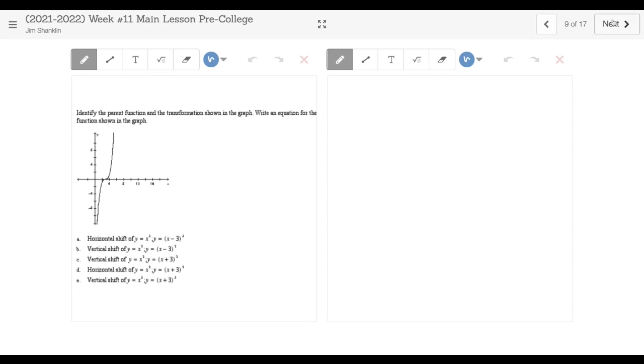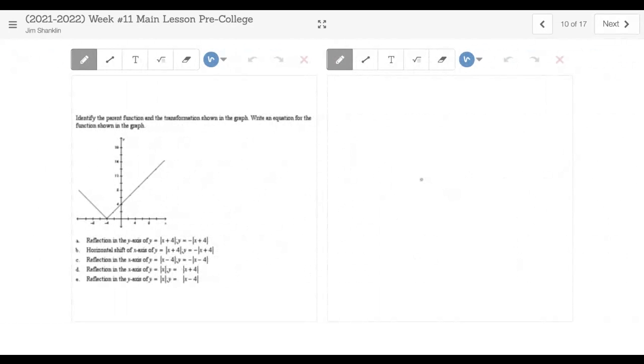Well, that was a little bit easier to read. In this problem, it says identify the parent function and transformation shown in the graph. Write an equation for the function shown in the graph. So the parent function is definitely the absolute value function. That's my parent function.